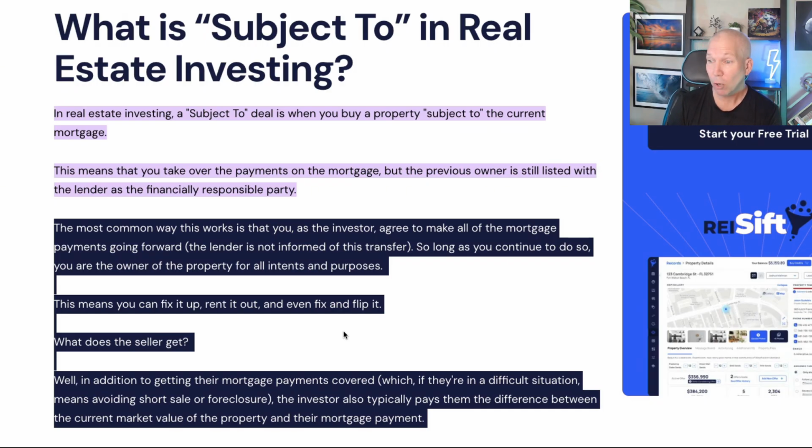What does the seller get? Well, in addition to getting their mortgage payments covered, which is usually that situation that they want to get out of, they can avoid doing a short sale, possibly if they're in foreclosure. The investor also typically pays them the difference between the current market value and their mortgage payment. Again, this is negotiable as well.